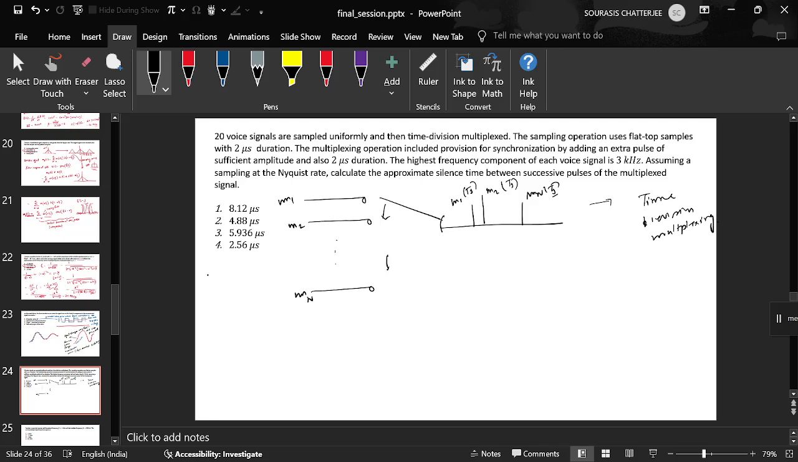So basically here the sampling operation uses flat top sampling with 2 microsecond duration, and the multiplexing operation includes provision for synchronization by adding an extra pulse of sufficient amplitude and also 2 microsecond duration. The highest frequency component of the voice signal is 3 kilohertz. So you are sampling at the Nyquist rate, so it's 6 kilohertz, and at 6 kilohertz you are sampling 20 voice signals, right?